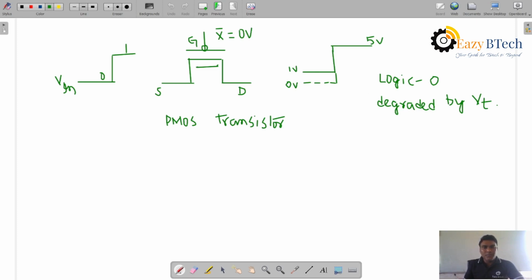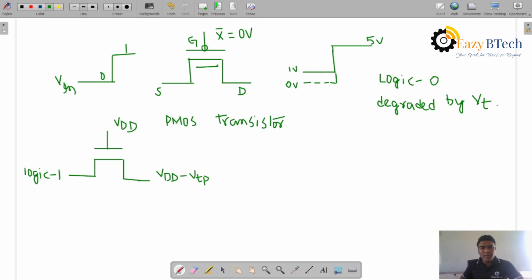And also, if you see another one, due to the pass transistor, the threshold voltage is affected through the source and drain. Let me see the output of this one. If X is equal to VDD, we are applying logic 1. Then the output of this one, due to the threshold voltage, the logic 1 is VDD minus Vt, or we can say VTP, the pass transistor threshold voltage.